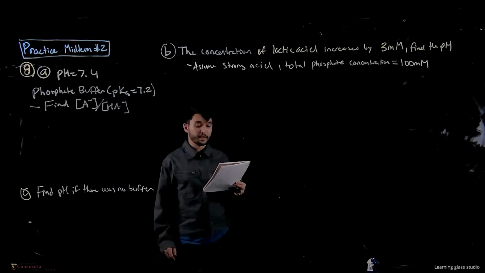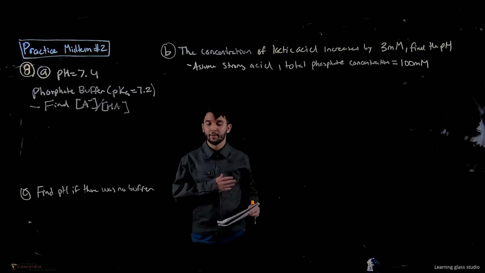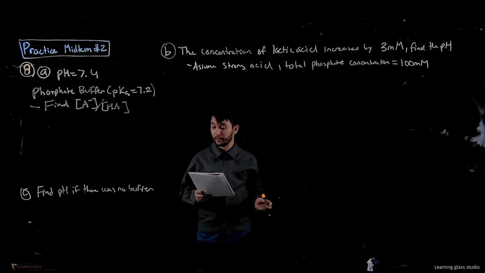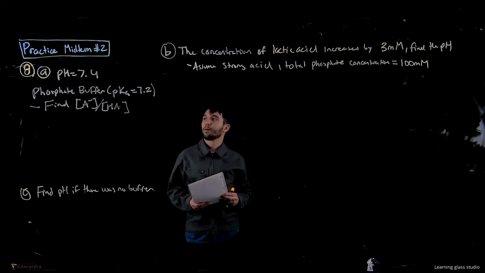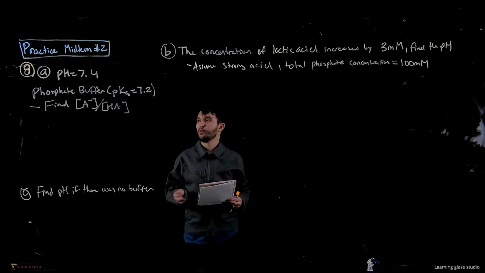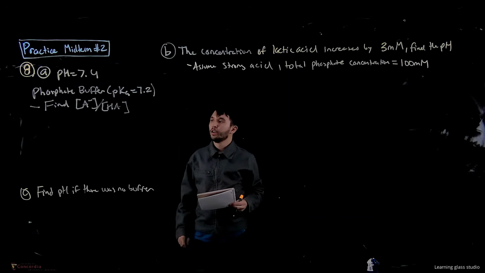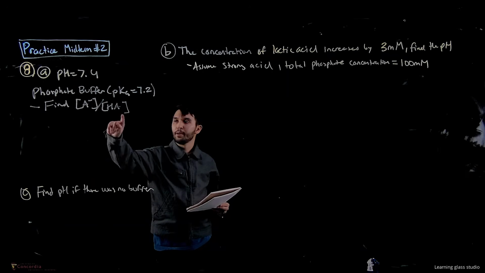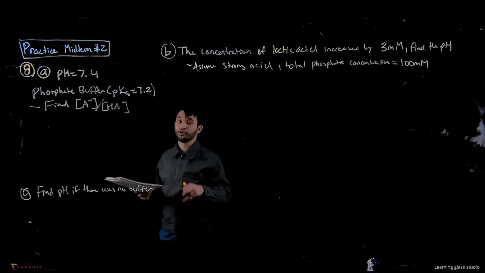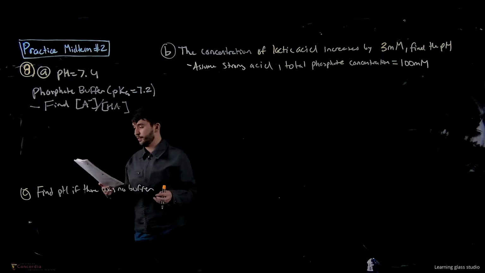All right, this is the last question of the practice exam. This is an acid-base question, and it is quite long. So the first part of the problem says we have a solution, pH 7.4, and we're using a phosphate buffer with pKa equals 7.2. So we want to find the ratio of the conjugate base divided by the acid, the concentration of the conjugate base divided by the concentration of the acid.